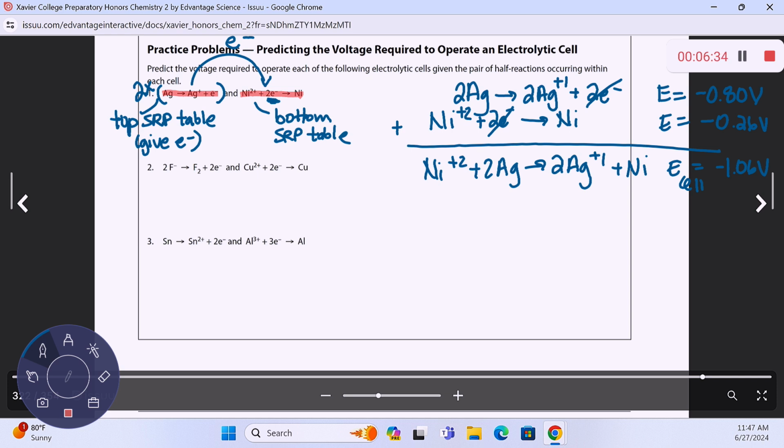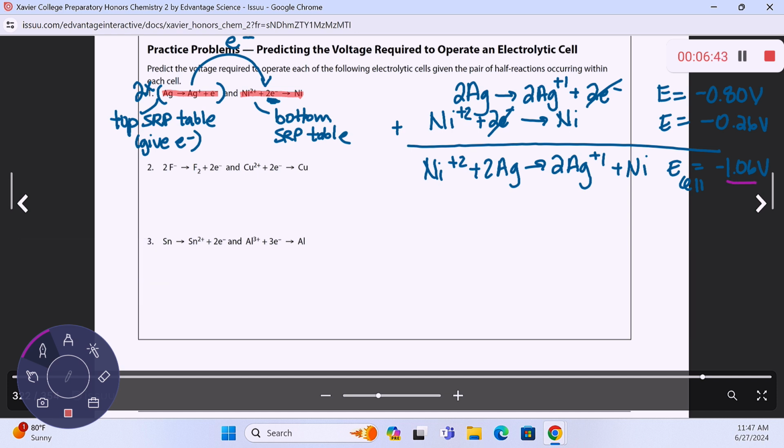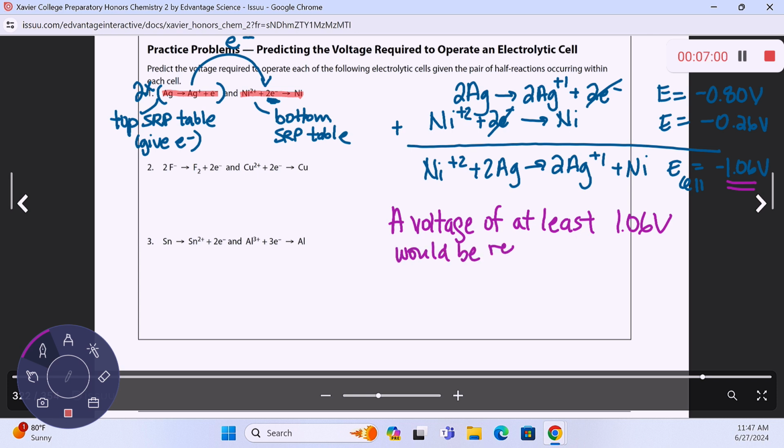Okay. All right. So here's what this means. If you had to explain to something how to get this to go because it's non-spontaneous, this is the minimum amount of voltage that you would need to get it to go. So what you would say is a voltage of at least 1.06 would be required to operate this cell.